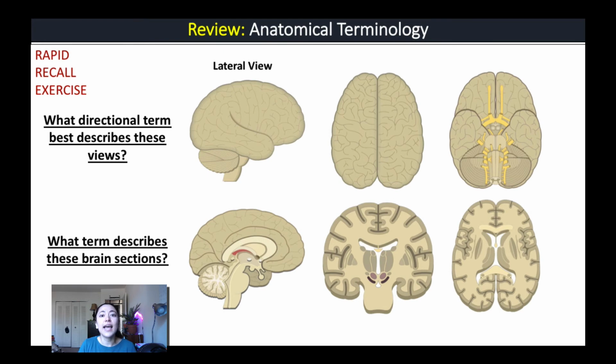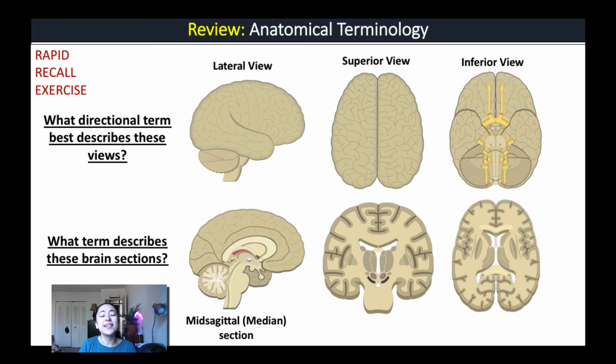The first is a lateral view of the brain. You're looking at the right side of the brain from the outside. Second is a superior view of the brain. You're looking at the top of the brain from above. The third is an inferior view of the brain. You're looking at the bottom of the brain from below. Can you guess what terms describe the sections of the brain on the bottom row?